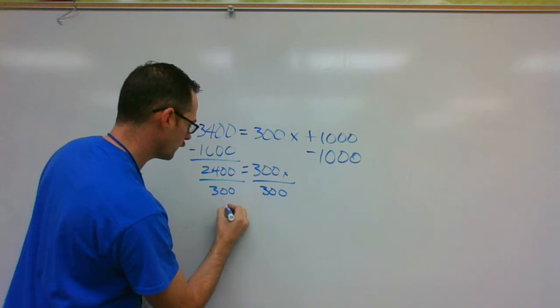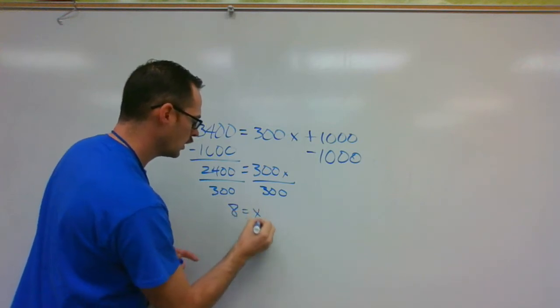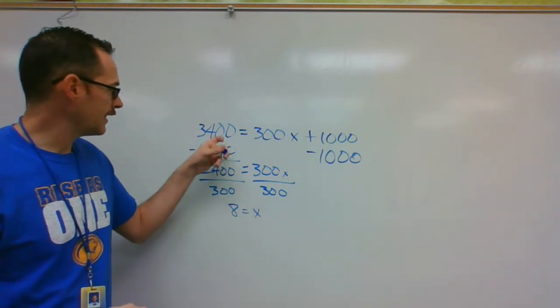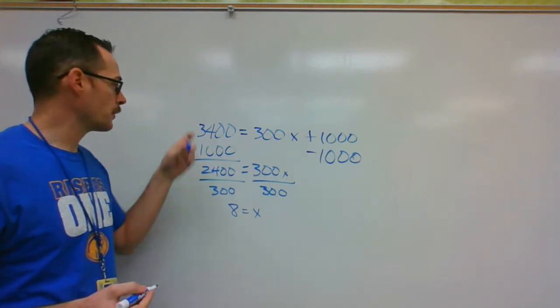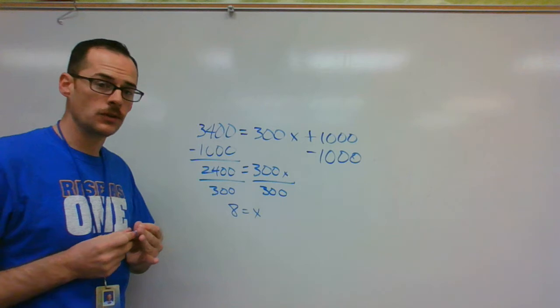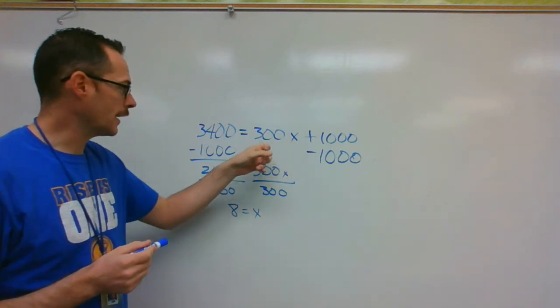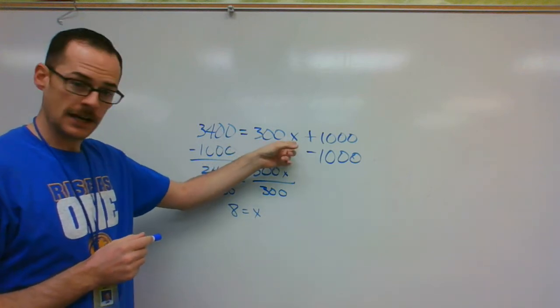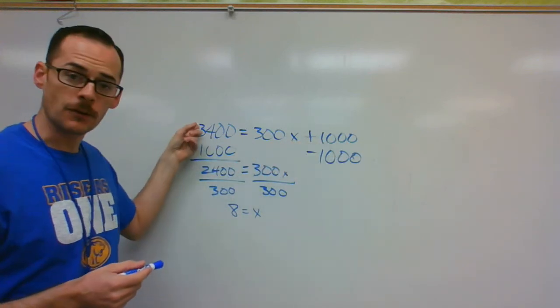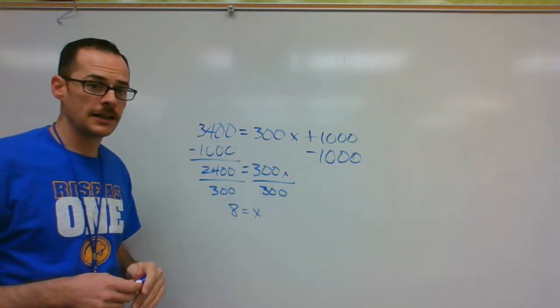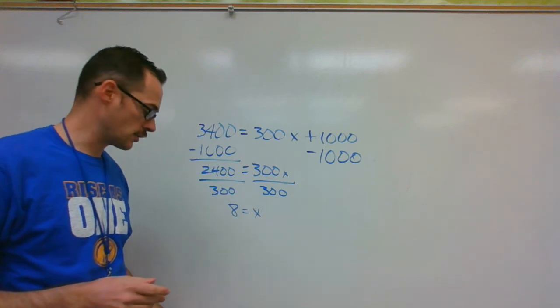So we know that in this situation, X equals 8. After 8 cars, I'll have spent $3,400. Now, if you really wanted to, you could plug in 8 for X, and you'd get 300 times 8 is 2,400, plus 1,000 is 3,400. Okay, it's always a great idea to check your work. Make sure that that's correct.